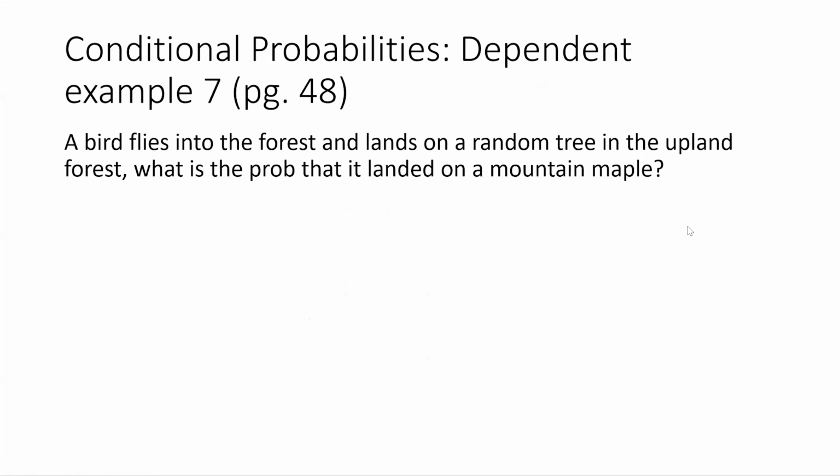The conditional probability for dependent examples that I really like to draw from is on page 48 of your lab manual. I really recommend you go through all of these trees in a forest examples. Essentially, a bird flies into the forest and lands on a random tree in the upland forest. What is the probability that it landed on a mountain maple? There are 100 mountain maple trees.